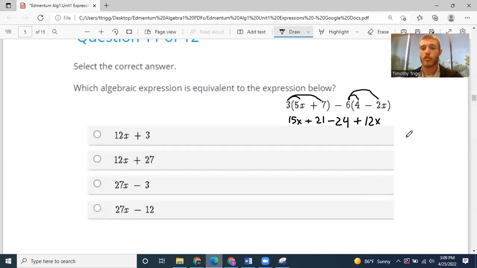Now we want to combine like terms. I always combine my variables first. So if there's any variables I can combine together, I go ahead and do that first. So 15x plus 12x, that's 27x. 21 minus 24, those are both constants, so I can add those together. That makes negative 3.